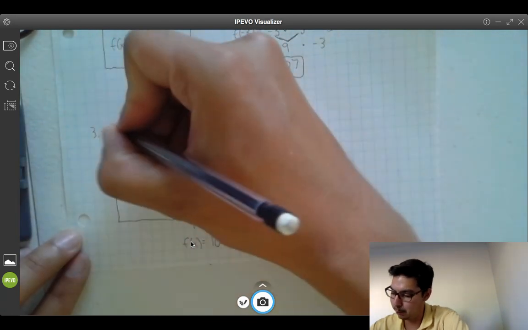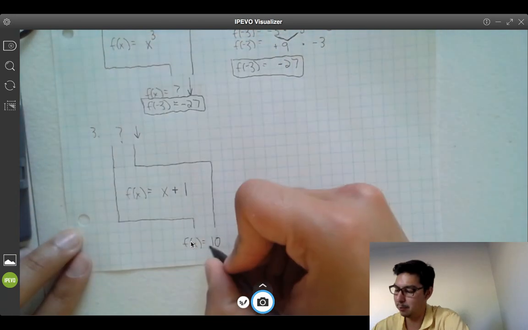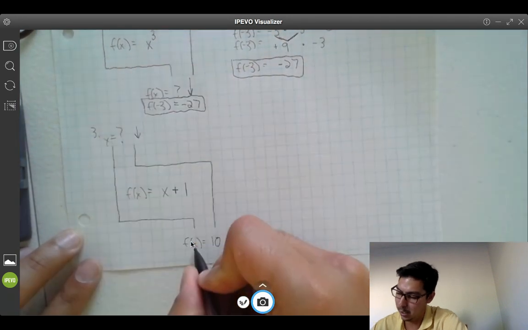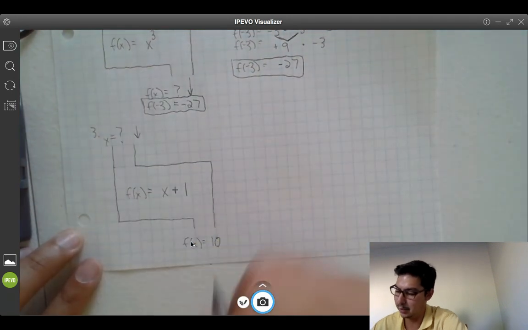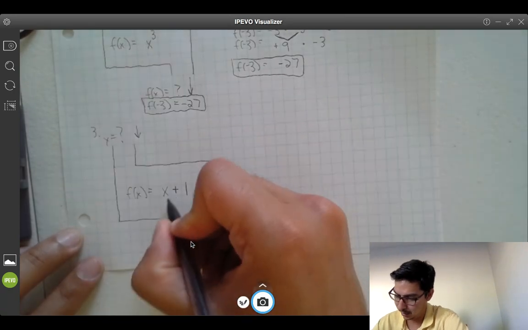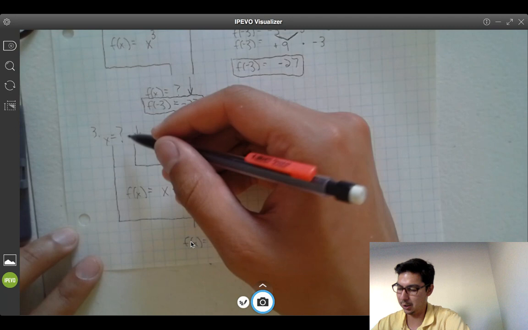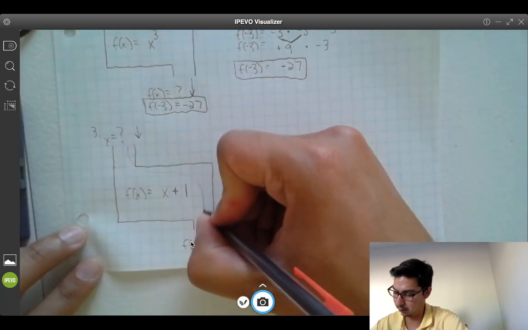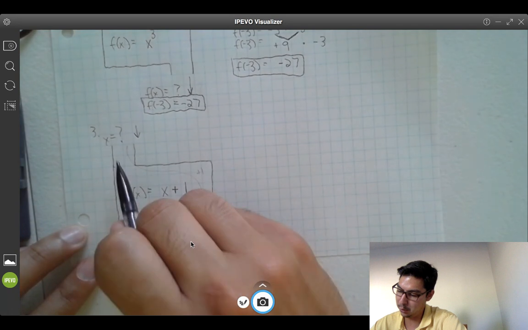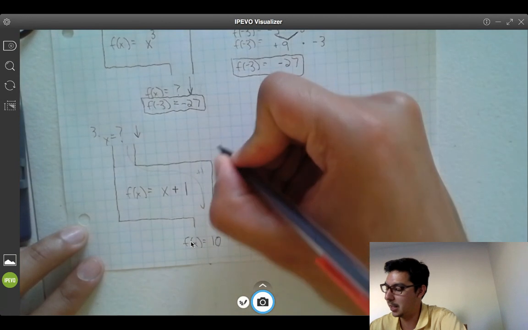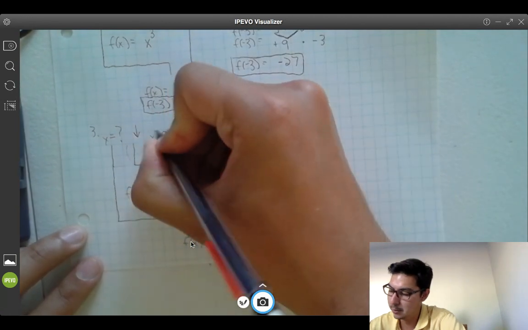And then the last one reverses the process. What's your input? We don't know what it is, but your output is 10. So it's saying, what input x, when you plug it into f, gets you 10? Well, what is f? f is you're taking your input and adding 1. So what can you add 1 to get to 10? Well, that's pretty easy. I think you know it. That would be 9. So you'd say x equals 9.